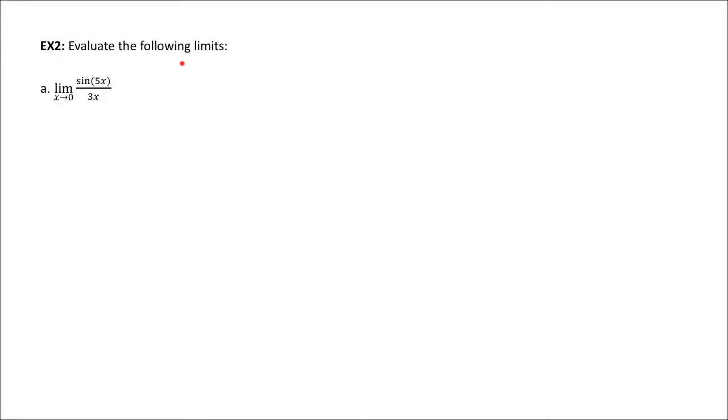Example 2 is asking us to evaluate the following limits. And the very first one, part A, is the limit as x goes to 0 of sine of 5x over 3x. Now, before I start trying to evaluate the limit, I just want you to remember the very special result, the one that we started this video with. We found out that the limit as u approaches 0 of sine of u over u is equal to 1.